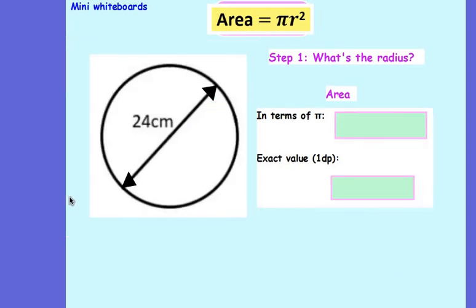How about now, Year 8? How good are you? Pause the video. What's the area of this circle?